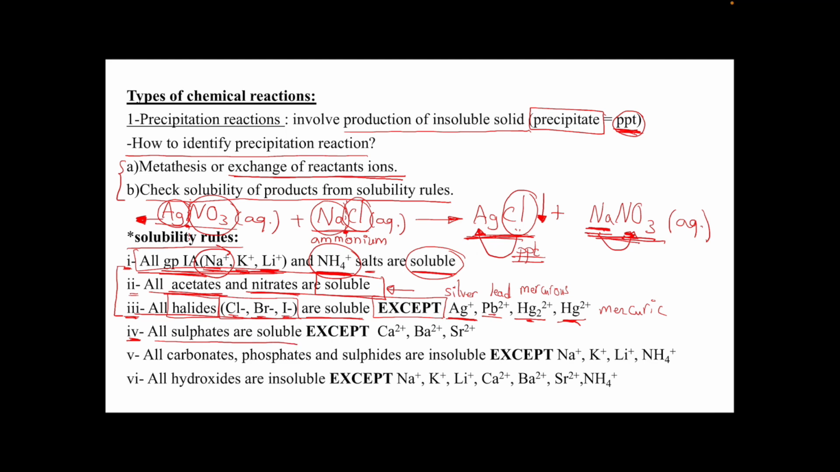الرول نمبر 4 يا جماعة، all sulfates are soluble. الرول بتقول إن كل السلفيتس are soluble. السلفيتس اللي هي أي salt فيه sulfate anion. تمام كده؟ كلهم بيبقوا دايبين ما عدا calcium sulfate، barium sulfate، and strontium sulfate.